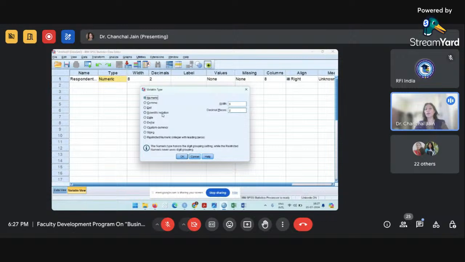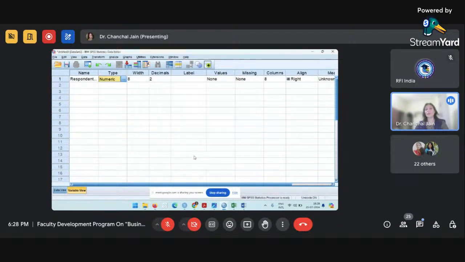The remaining ones are used in other social science fields. If you are from a science background or something like that, you can go for scientific notation, etc. So these will be used according to your requirement, but by default, SPSS takes the type of any variable as numeric. Fine. Coming to the next, that is the width. Generally, there is no use of width in the case of a numeric variable, right?